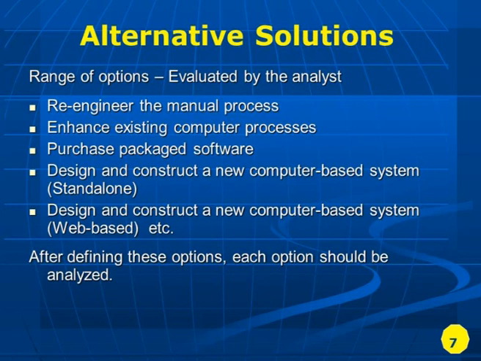If you look at this slide, you can see some examples of this range of options. It can be to re-engineer the manual process, or enhance existing computer processes will be another option. Then you may purchase package software. There is software already available, so you can buy this package software. Or you may design and construct a new computer-based system that you install on one computer, which is a standalone system. Or you design and develop a computer-based system that is web-based, or it can be a network system within the organization. So you will look at several options, and after defining these options, you have to analyze them and find the best solution.